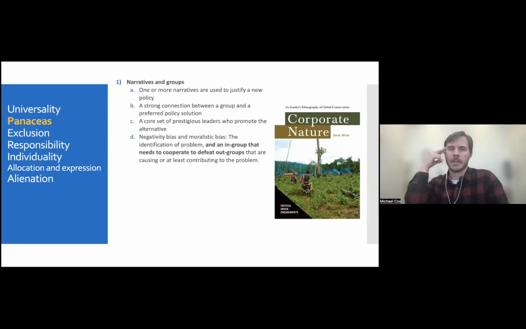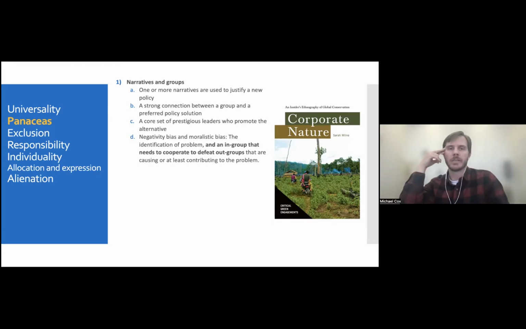And in the second chapter in the book, I describe how panaceas come about. And there's this really wonderful book, which I've highlighted to the right, by Sarah Milne, called Corporate Nature. It is the best example I have found of a case study of the development of a panacea within an organization. She describes the development of a payment for ecosystem services, or PES, scheme within Conservation International, and how it comes about. And so part of what she's describing matches these factors that I've written at the top of this slide.